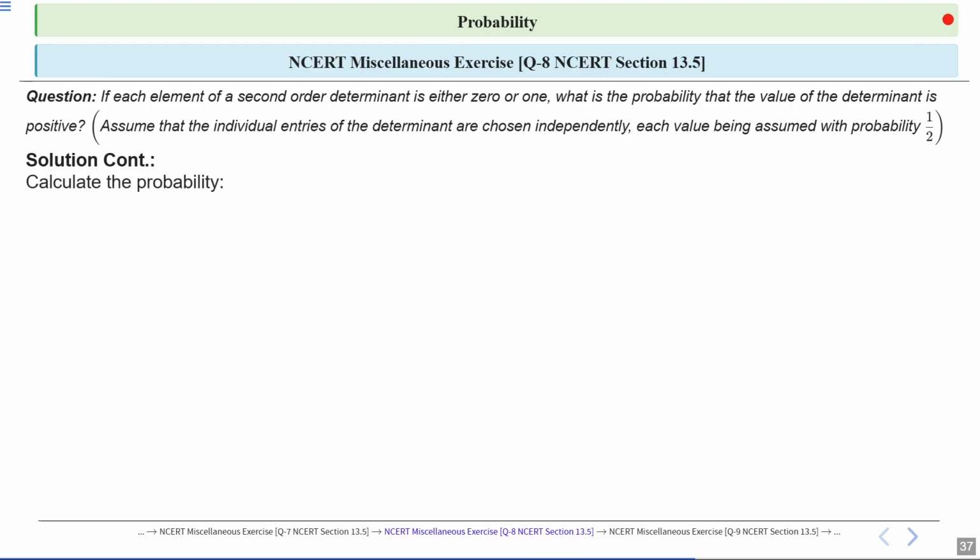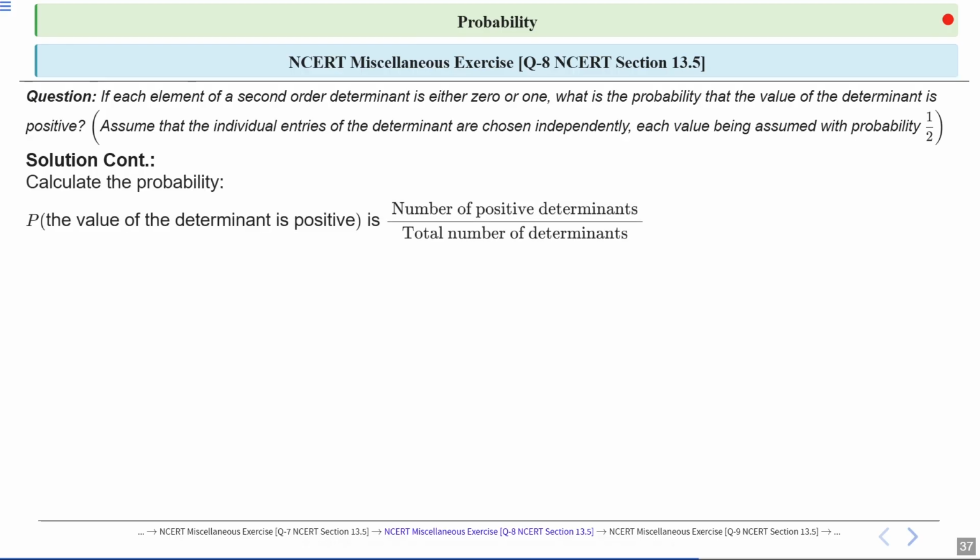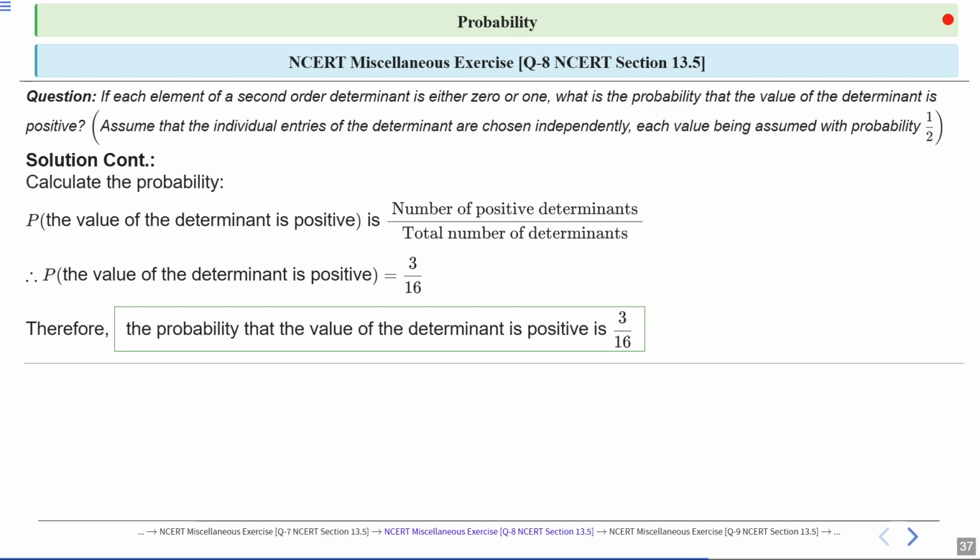Now calculate the probability. The probability that the value of the determinant is positive is the number of positive determinants divided by the total number of determinants. Therefore, the probability that the value of the determinant is positive is 3 divided by 16. I hope this question is clear to all of you. So now let's move to the next question.